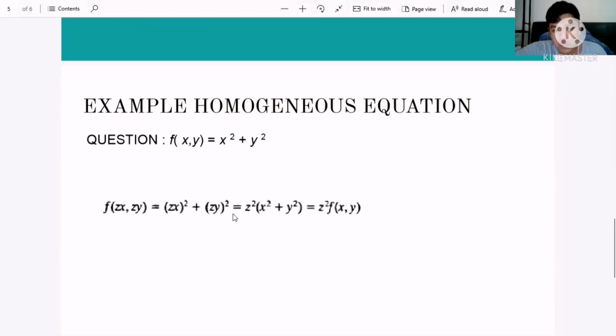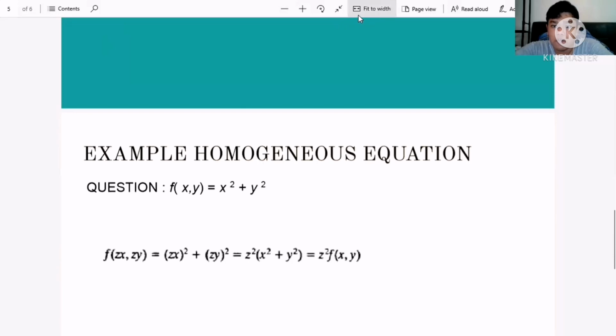Okay. The one below is a full equation that includes the z variable. I think that's all from me. Thank you.